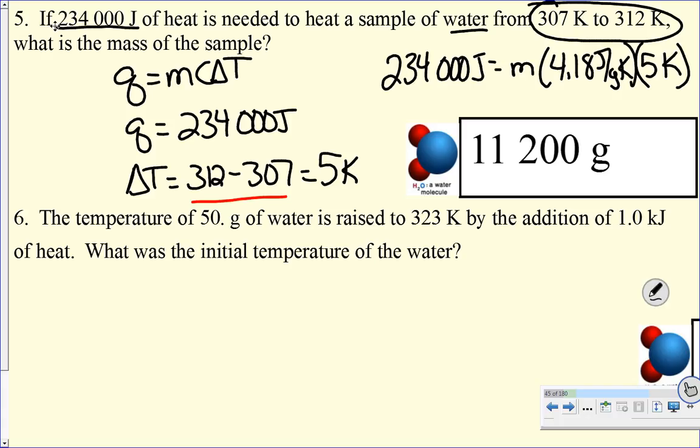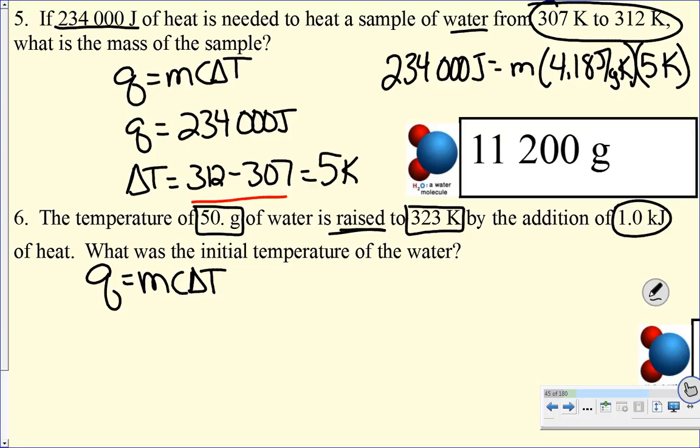Now, number 6 is a little bit more challenging, so there's a lot going on here. The temperature of 50 grams of water is raised to 323 K by the addition of 1 kilojoule of heat. What is the initial temperature of the water? So we know we have a change in temperature occurring.